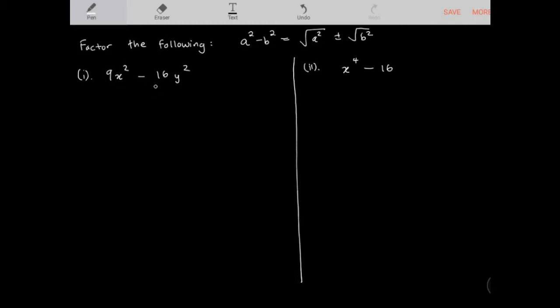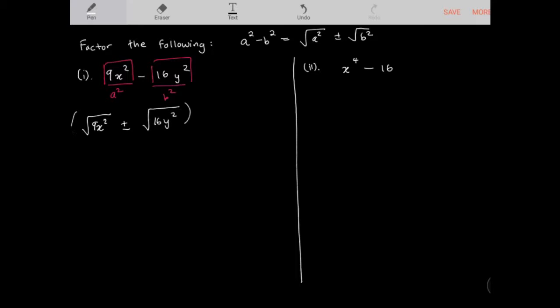So we have 9x squared minus 16y squared. Well, you want to ask yourself, okay, does this look like a squared minus b squared? So I'm going to let this represent a squared and this one here represent b squared, and now it will look like a squared minus b squared. And then if we use the template, we get square root of a squared, which is 9x squared, plus minus square root of b squared, which is 16y squared.